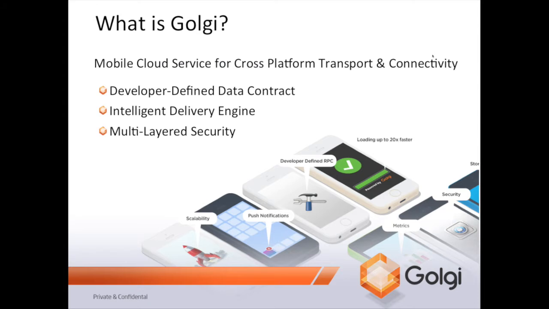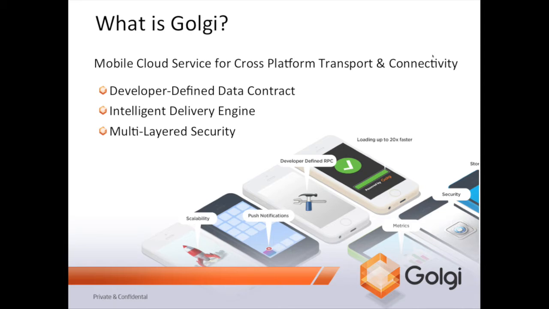So, what is Golgi? Golgi is a mobile cloud service for cross-platform transport and connectivity. What that means is that Golgi allows the developer to have all the code for the data they want to exchange, for the modeling of the data they want to exchange, and for the actual exchanges and interactions between their mobile applications and their server-side infrastructure, automatically created for them by the Golgi SDK, rather than writing it themselves.